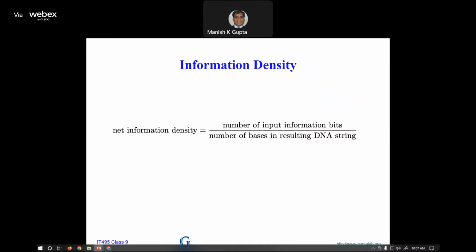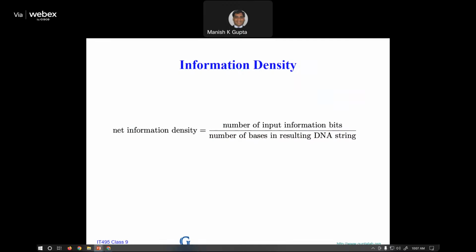But when you add error correction, this is going to reduce. And then you want a scheme which is as close to 2 as possible with error correction capabilities. So people have designed different net densities like 1.89, 1.99, all kinds of things, right? With different codecs. So people who are going to look at the codec work should compare all these codecs with respect to net information density, right? How do you compute it? Number of input information bits divided by number of bases in the resulting DNA string, right? So you can get this information.